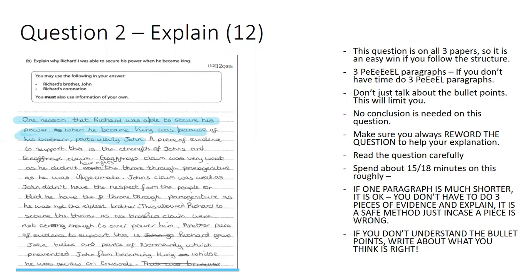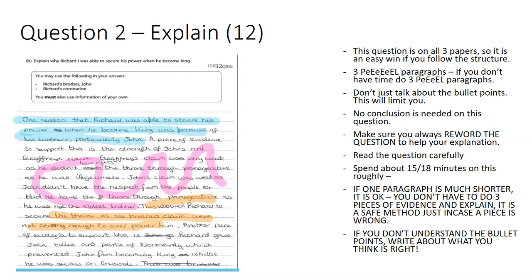Okay, that bit there, all of this is the evidence, and then you've got the last bit there, which is the explain. This allowed Richard to secure the throne as his brother's claims were not strong enough to overpower him. Okay, point, evidence, explain. If they just did that as this paragraph, they would probably get away with it.